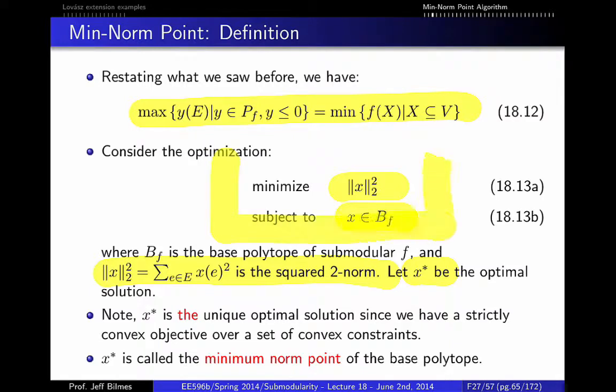So X star is the solution to equation 18.13. And it's unique. There's only one solution because we have a strongly convex function that we're minimizing. And X star is called the minimum norm point. And the algorithm to find this is called the minimum norm point algorithm.